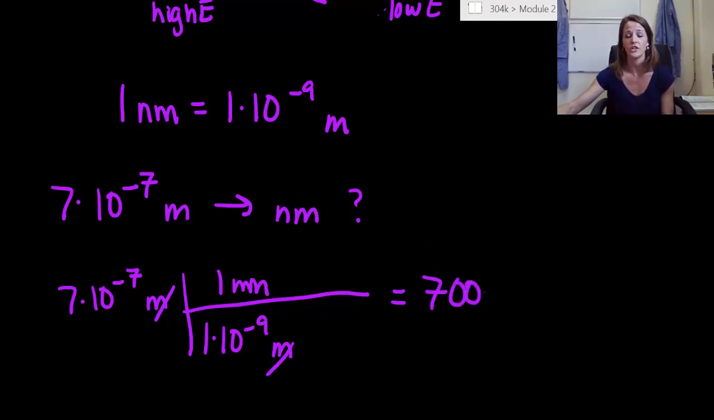we end up with 700 nanometers. So what I could have done is said, what color of light is represented by something with a wavelength of 7 times 10 to the negative 7? And hopefully you would have seen that and been like, red, red, red, it's definitely red. So hopefully that made sense.